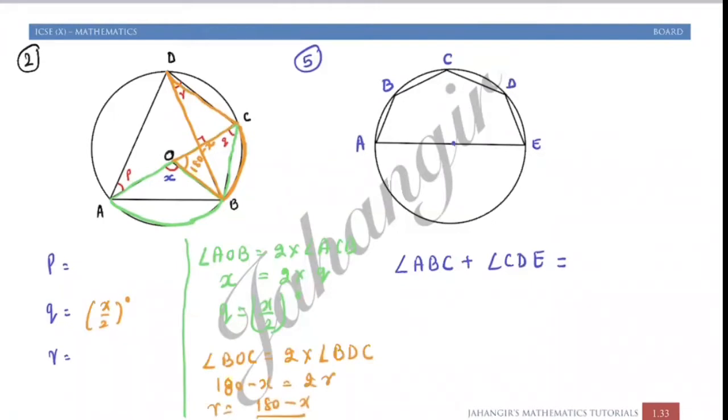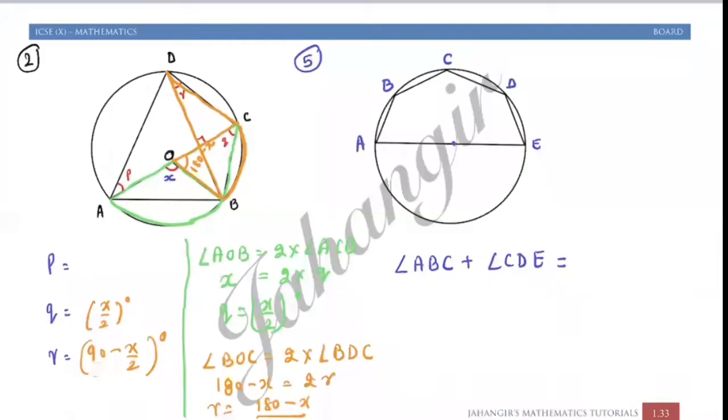So separating that, you will get 90, sorry, 90 minus X by 2 degrees. You can write in this format. This is the simplest format: 180 by 2 minus X by 2. Is there any doubt in this second part?